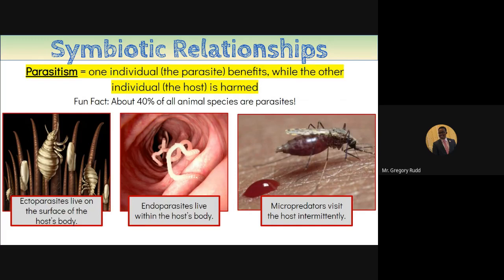This typically wouldn't happen to a large mammal, but for a smaller mammal, this is much more likely.